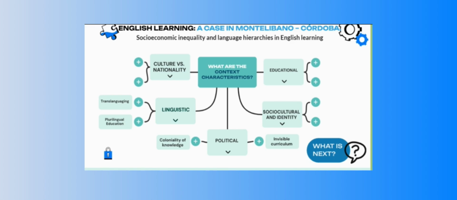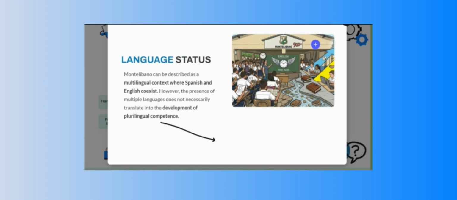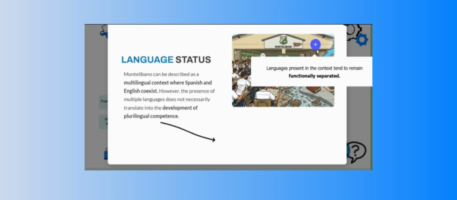In linguistics, Montelíbano can be described as a multilingual context where Spanish and English coexist. However, the presence of multiple languages doesn't necessarily translate into the development of plurilingual competence, as the use of English is often associated with academic and economic advancements rather than with everyday social interaction within the community. In this sense, the languages present in the context tend to remain functionally separate.